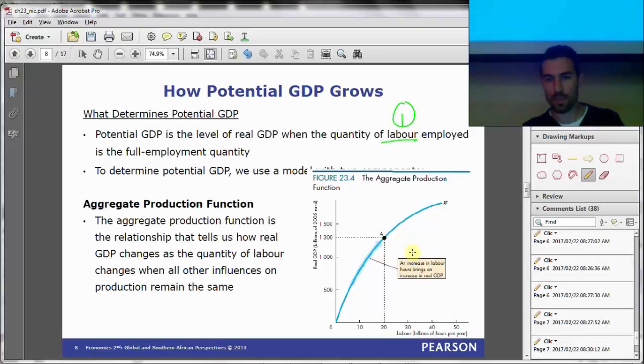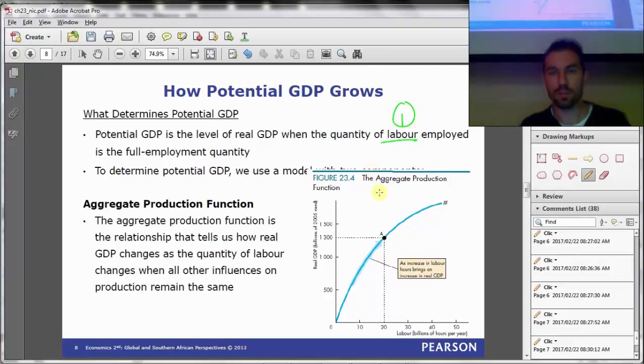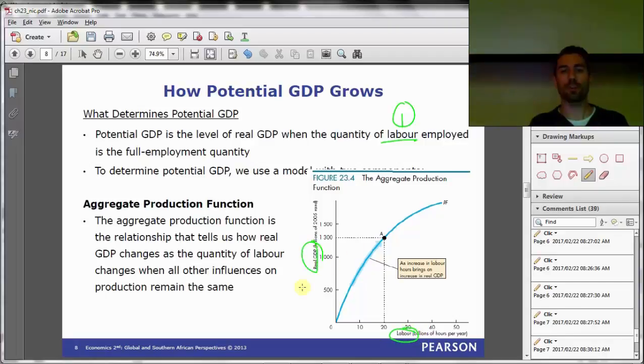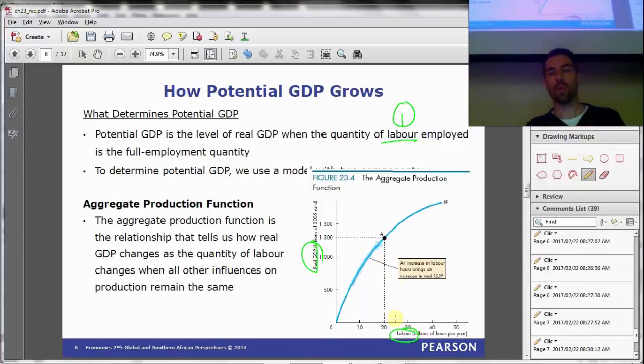Now I see in this diagram it's shifted a little bit, which is a bit disappointing, but anyway. If we therefore plot labor against output, what kind of relationship should we expect? Well, as we increase the amount of labor we employ, we expect the amount of GDP produced to increase. You happy with that?